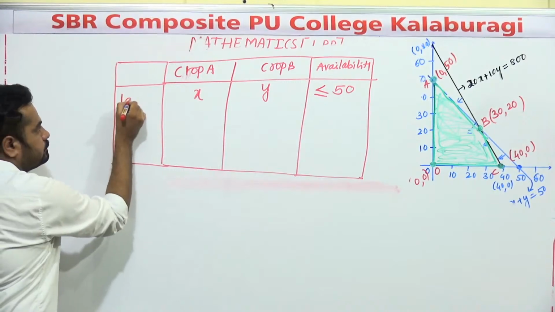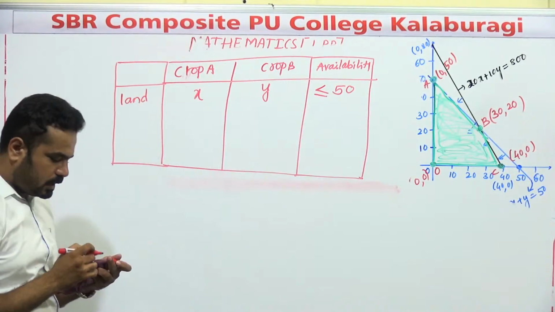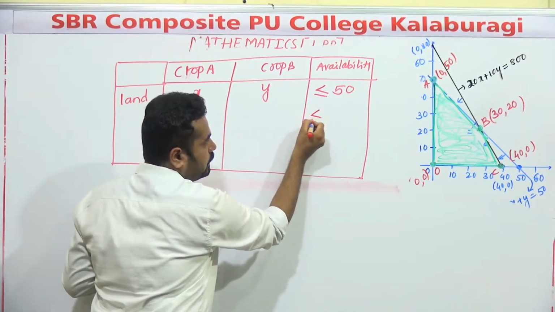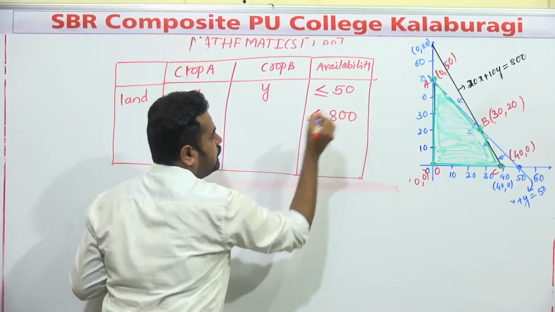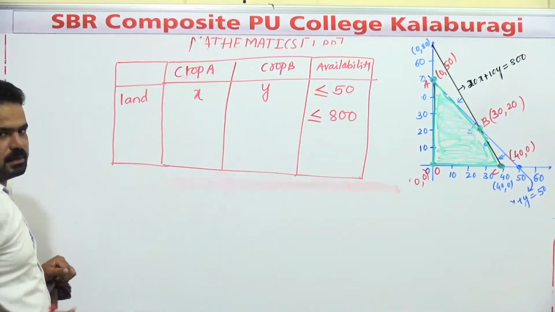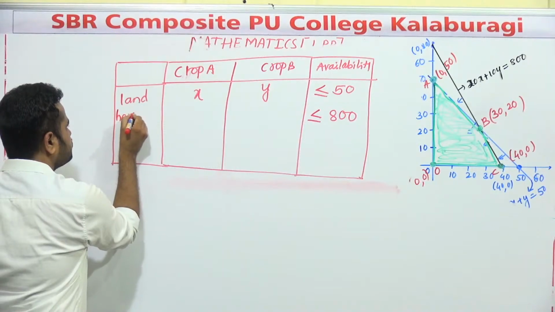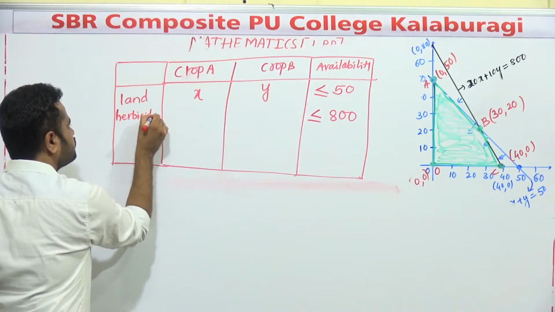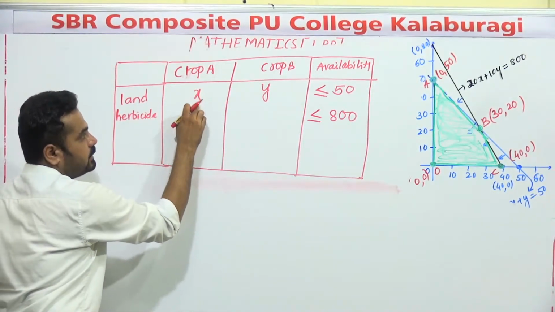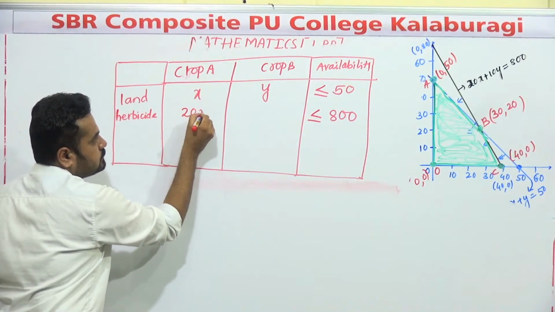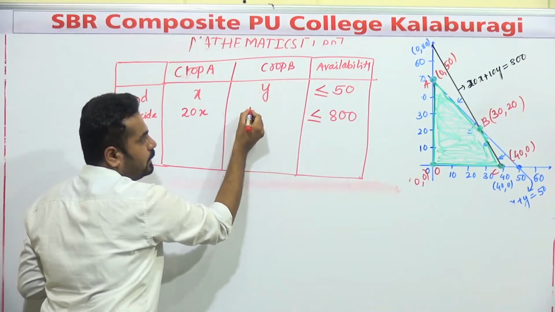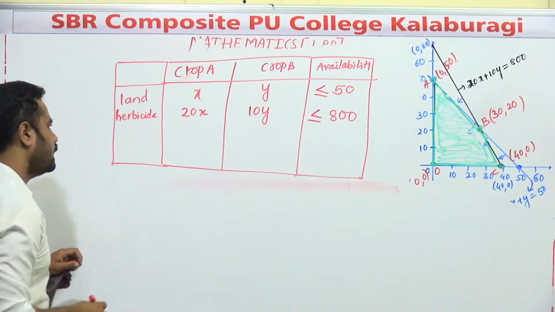This is the land constraint. After that, one more constraint we have, that is herbicides. We have to use not more than 800 liters. That is the restriction for us. That is the constraint. For 1 hectare of crop A, they are using 20 liters. But we are using X hectares here, so totally this is 20x. And for crop B, they are using 10 liters. This is 10y. Correct.